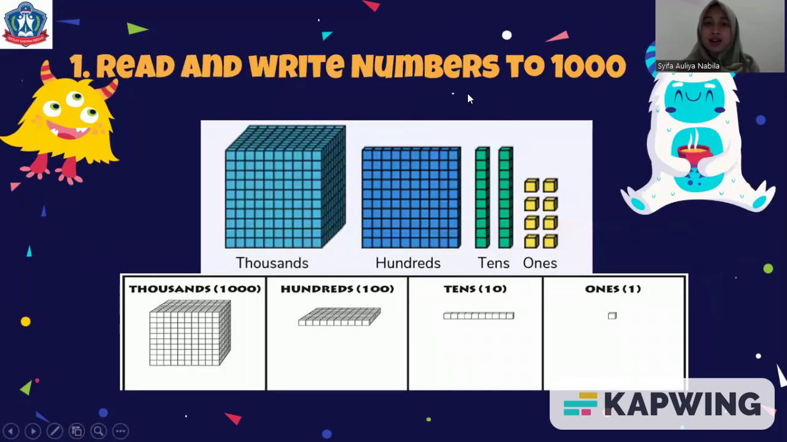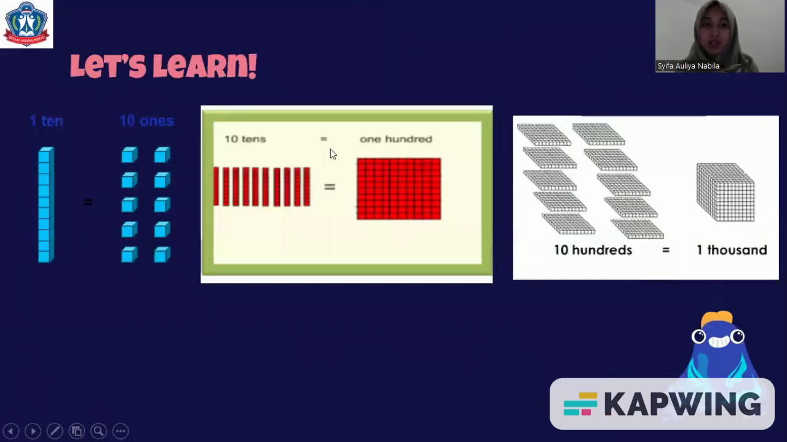The first is read and write numbers to 1000. There are some blocks here. Thousands include 1000, hundreds include 100, tens include 10, and ones include 1. Okay, let's learn together. 10 ones is equal to 10. And then 10 tens is equal to 100. Next, 10 hundreds is equal to 1000.